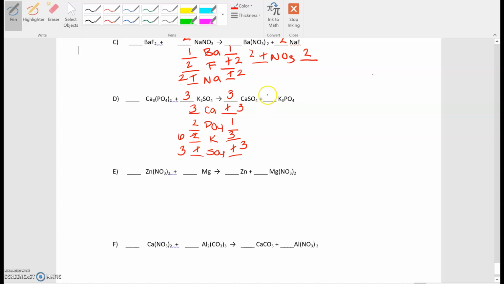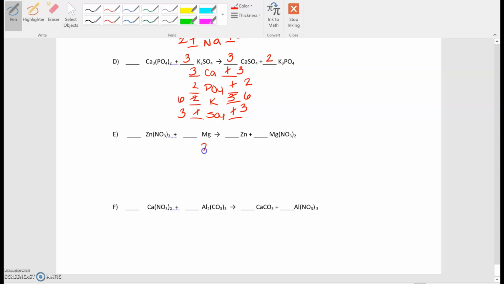And then to balance your potassium, you can put a 2 to give you 2 times 3 potassium, which is 6. 2 times 1 phosphate, which is 2. After that, I have 3 calciums, 2 phosphates, 6 potassiums, and 3 sulfates. So that's balanced.